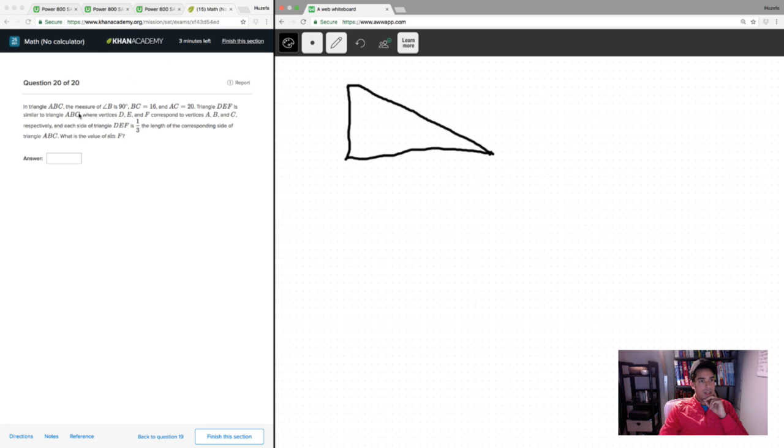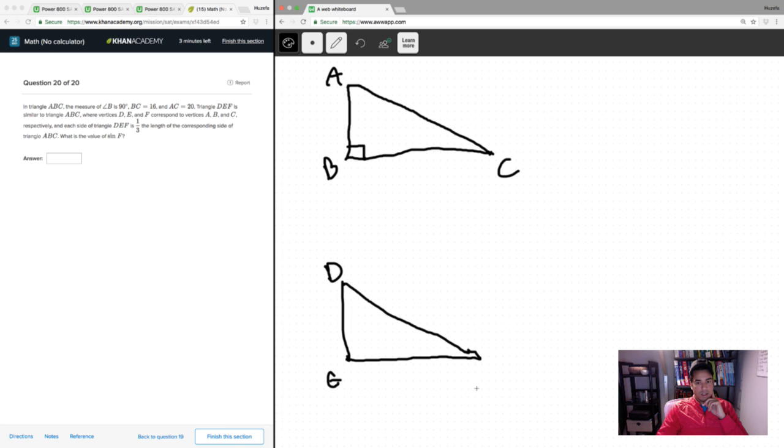So we've got ABC. This guy is 90. And then it says a similar triangle, which I'm going to just jump ahead and put down here. Here's DEF. So the corresponding sides, vertices. BC, it says, is 16 and AC is 20.